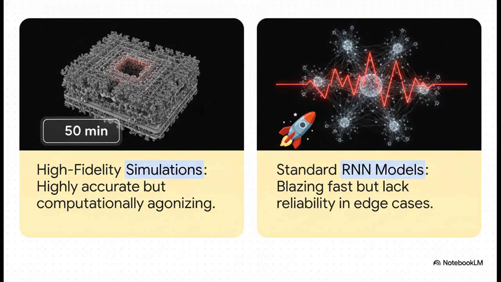Traditionally, engineers have been stuck choosing between two extremes. On one side, you have high-fidelity, full-field models, like fast Fourier transform simulations. These are incredibly accurate, but computationally, they are agonizing. We're talking about 50 minutes to complete a single simulation. On the flip side, standard recurrent neural networks, or RNNs, offer a tempting alternative. They're blazing fast, but they suffer from data scarcity, and crucially, they just lack reliability in certain edge cases.